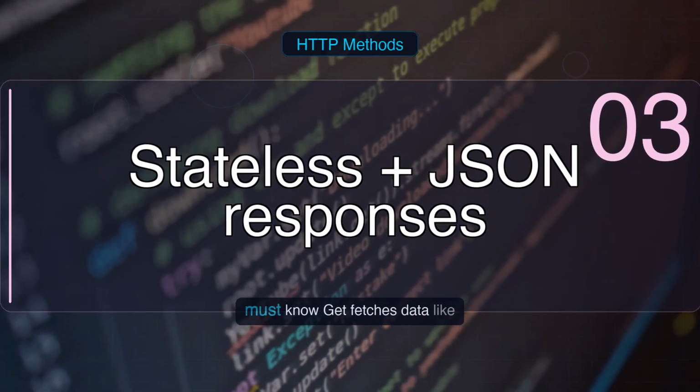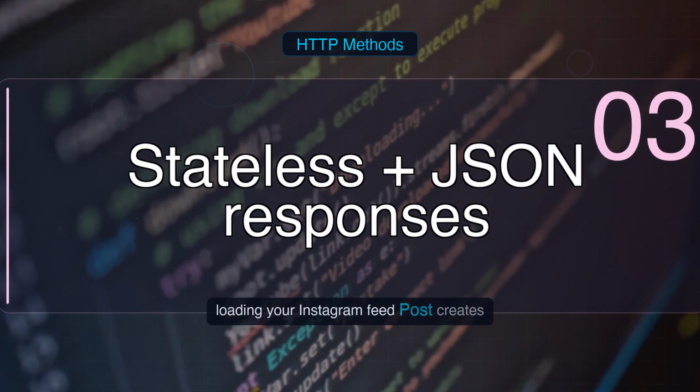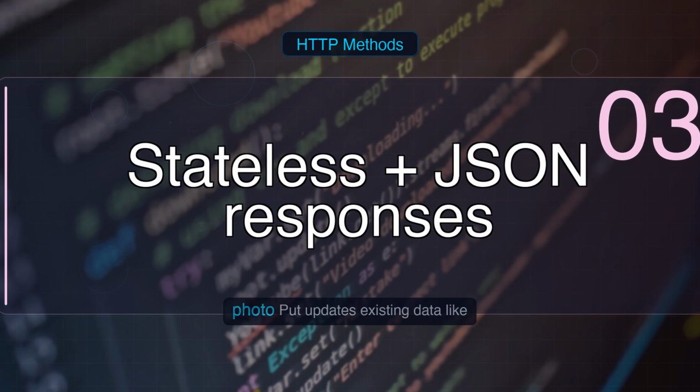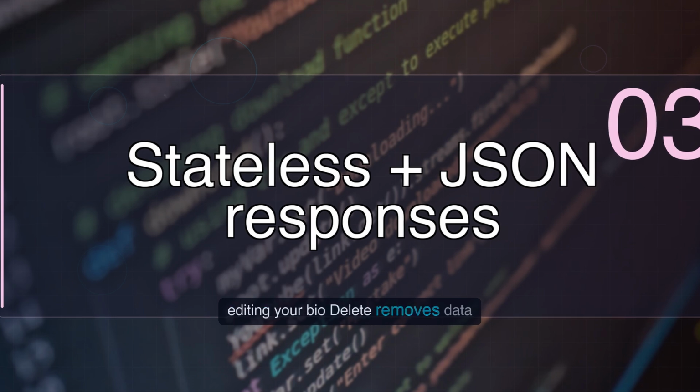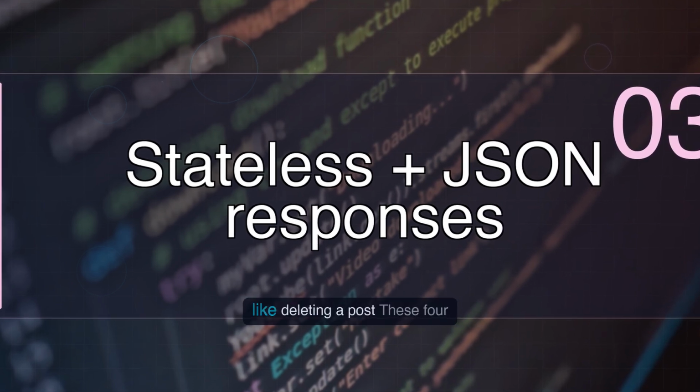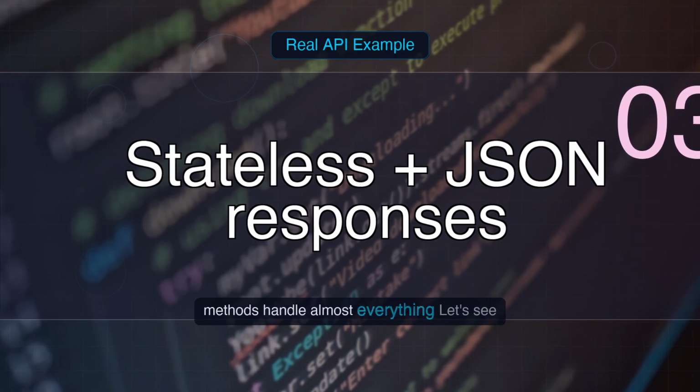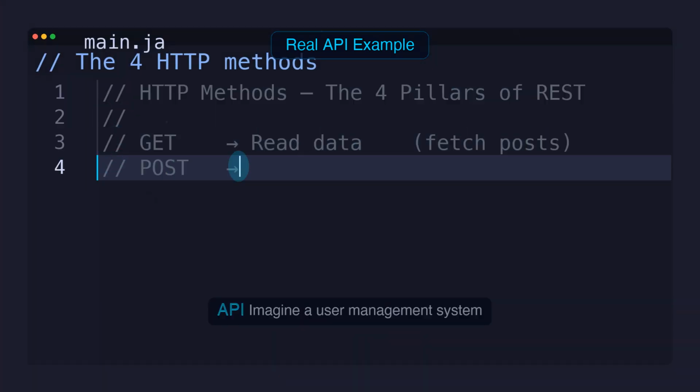GET fetches data, like loading your Instagram feed. POST creates new data, like posting a new photo. PUT updates existing data, like editing your bio. DELETE removes data, like deleting a post. These 4 methods handle almost everything. Let's see this in action with a real API.